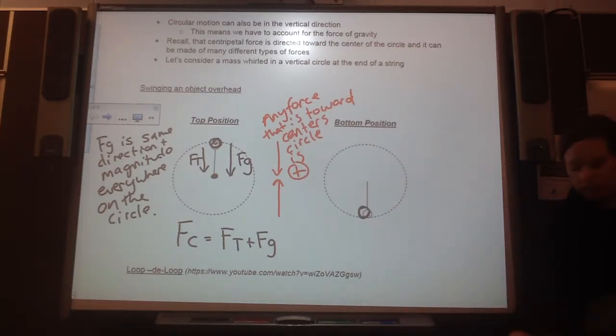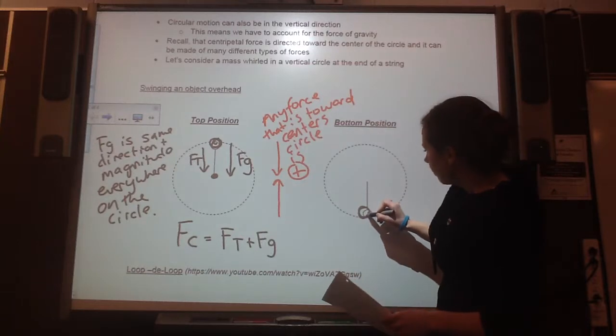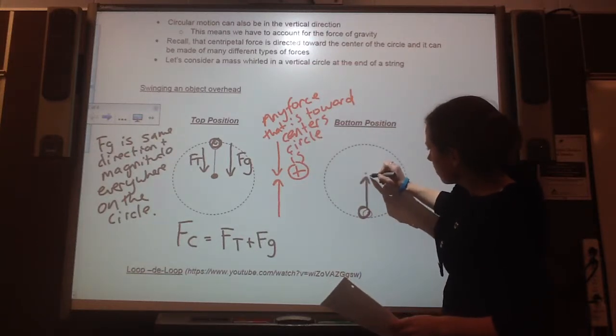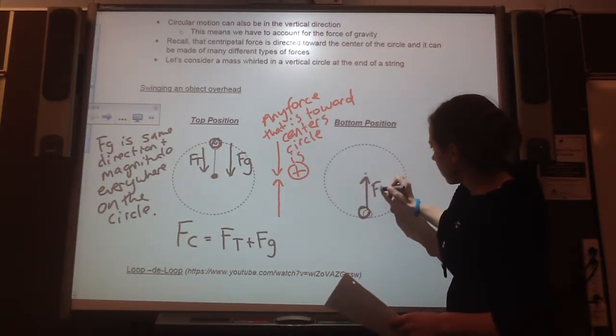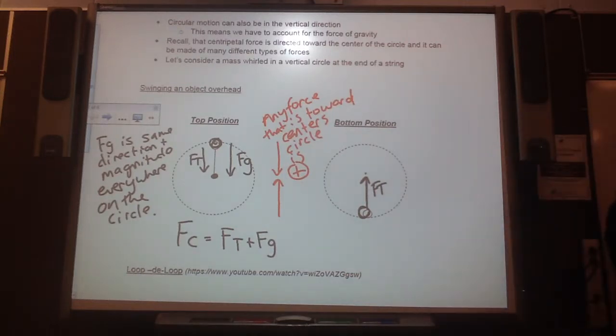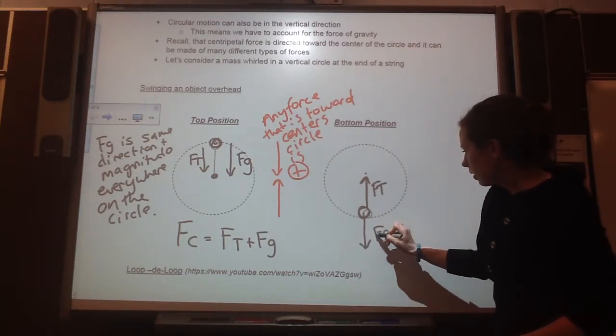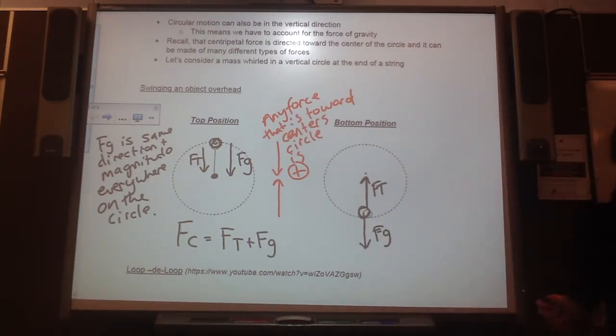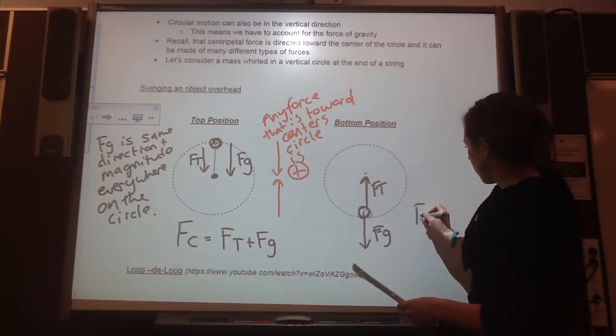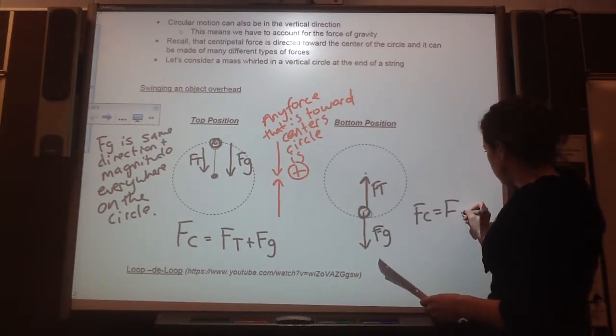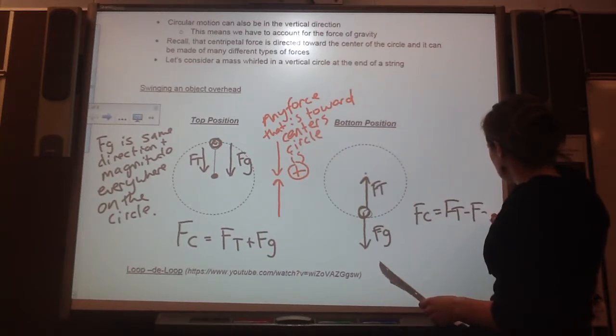Here though, I'm at the bottom, so this would be like when my bucket is just hanging down, okay? So now, if it's just hanging down, and here's my shoulder, pointing up now is my Ft, because I'm holding it. That's where the tension is, okay? And Fg is still going down. But now Fg is not going toward the center of the circle, because the object is now at the bottom. So now I set Fc is equal to Ft minus Fg.